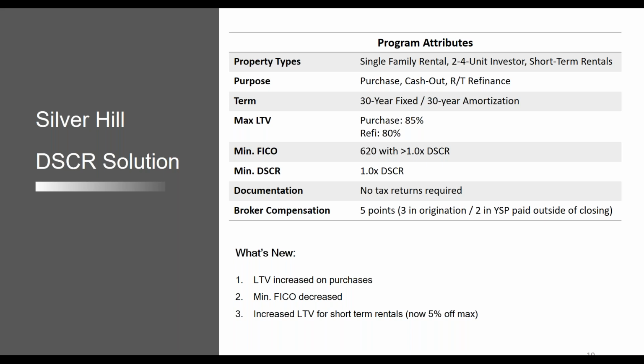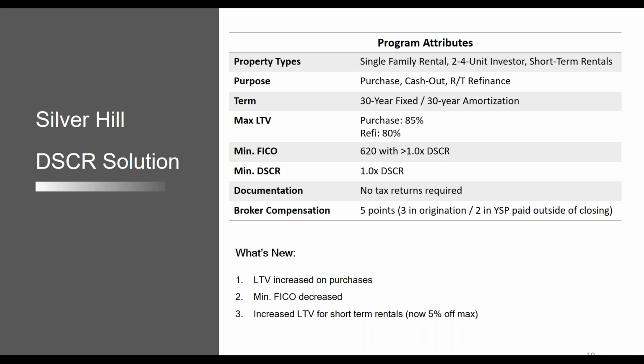So again, at the bottom, we list things that are new. I mentioned the LTV increased on purchases. Our FICO went down. I believe it was at 660. Either way, it's at 620 right now, as long as that debt service coverage ratio is there, which is the debt service ratio for all of our DSCR programs.